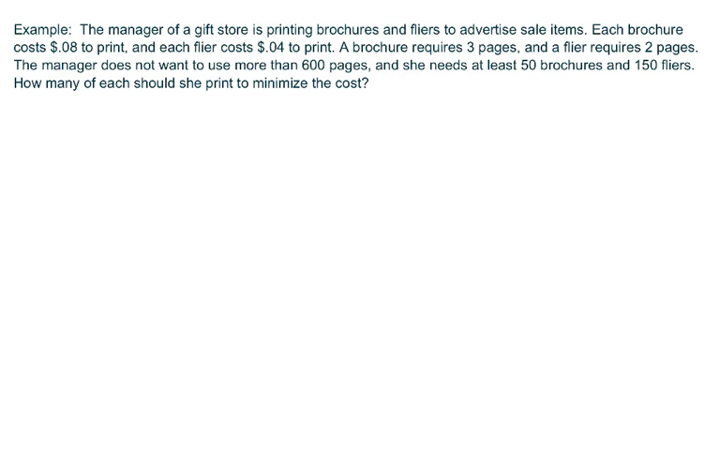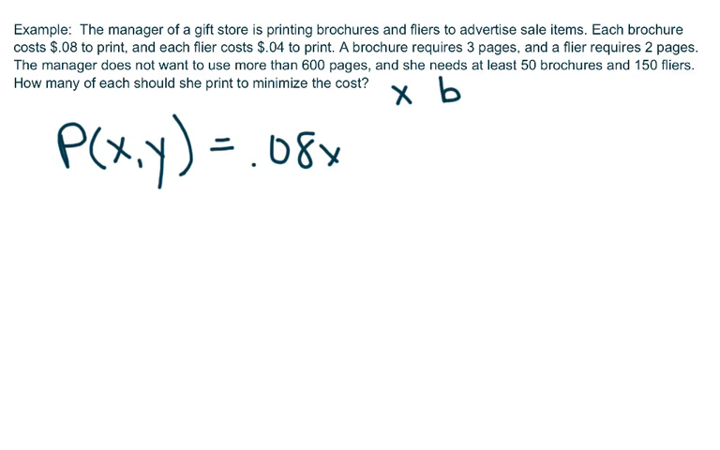Since the cost is what she's minimizing, my function, and I called it P of x, y, I usually use P for profit and can do C for cost. You could use F. I don't care what you call the function. It is going to be 0.08x, because we'll call x the number of brochures.